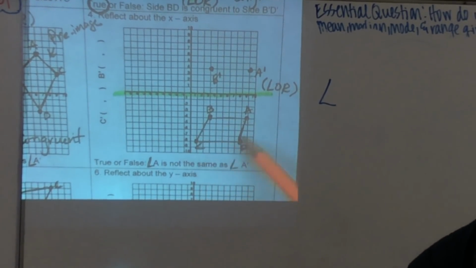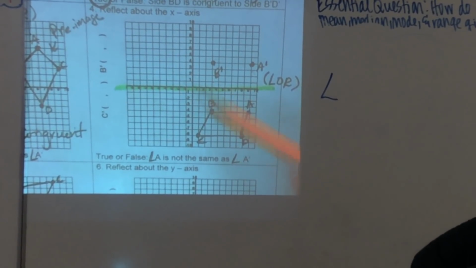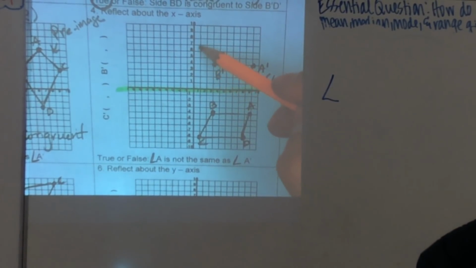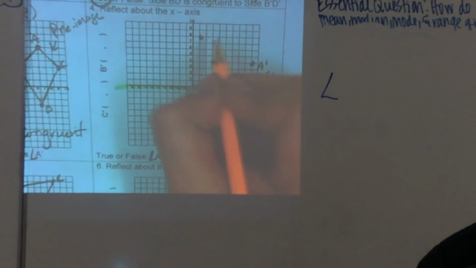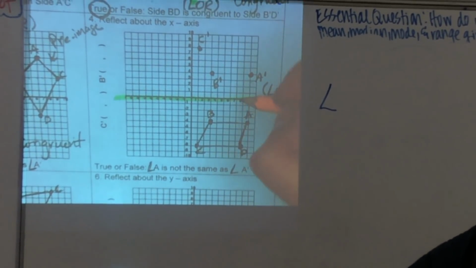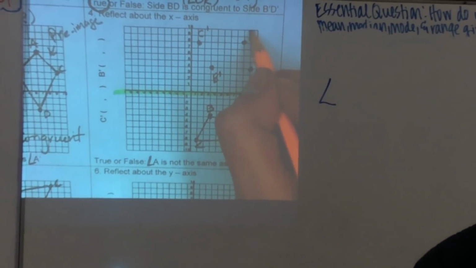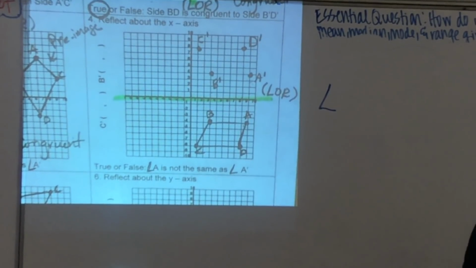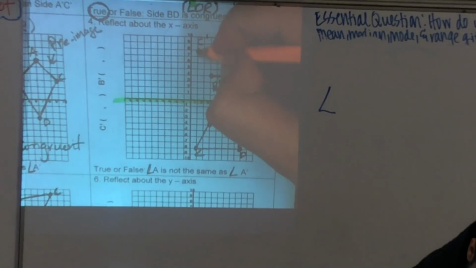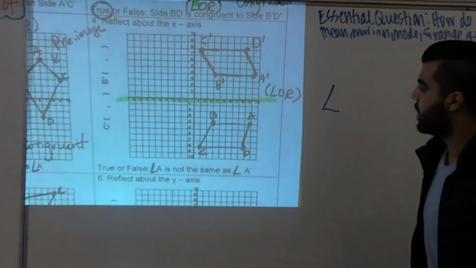Do the same thing with C and D. This is 1, 2, 3, 4, 5, 6, 7, 8 away. So do the opposite now. 1, 2, 3, 4, 5, 6, 7, 8. This is C prime, and now D prime. Again, it's 8 spaces away. So count 8 spaces up. This is D prime. Connect all your points. Connect the points. And this makes sense.